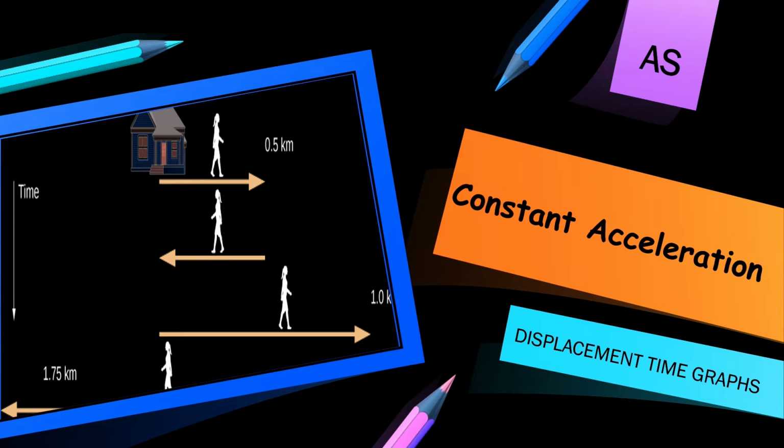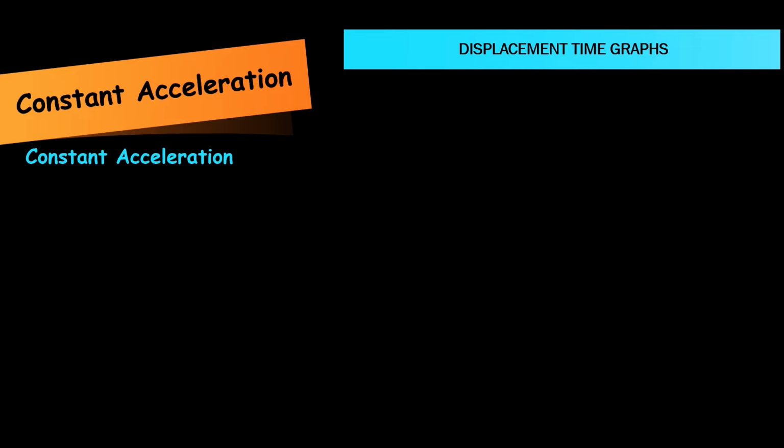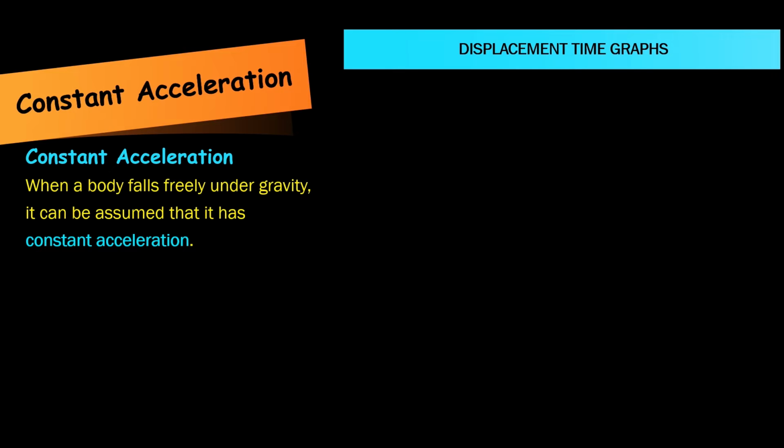Welcome to the session on constant acceleration, displacement time graphs. The objectives for this session are to understand and interpret displacement time graphs. Constant acceleration. When a body falls freely under gravity, it can be assumed that it has constant acceleration. Let's now take a look at a few graphs and see what's happening in them.